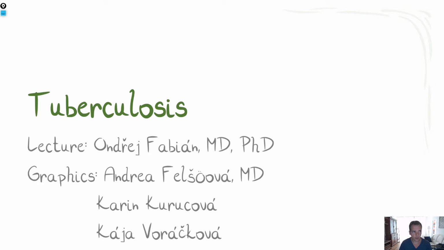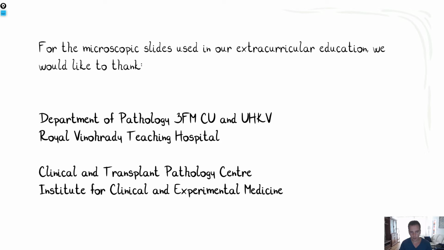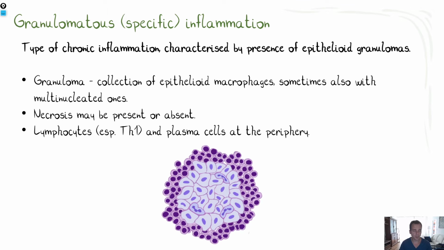And moreover, since tuberculosis is a typical example of granulomatous inflammation, you can very easily and very nicely describe what granulomatous inflammation is generally on this specific disease. And that's why we start with the granulomas generally, because you cannot understand tuberculosis without understanding what granuloma and granulomatous inflammation is generally. So at the beginning, we will briefly describe granulomatous type of the inflammation generally, and then we will switch to tuberculosis.